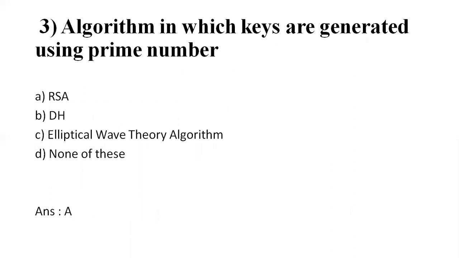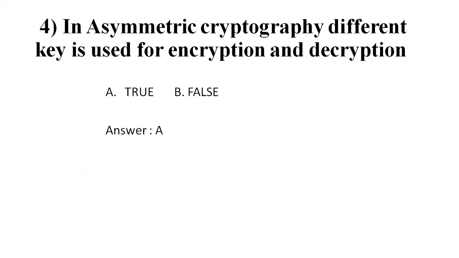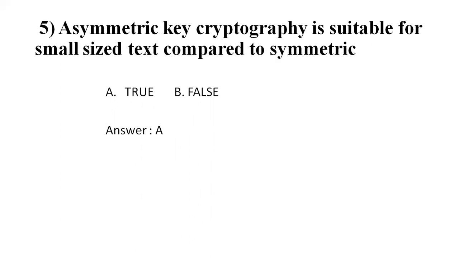Which algorithm generates keys using prime numbers? The correct answer is RSA. In asymmetric cryptography, different keys are used for encryption and decryption. It's true. Only in the case of symmetric encryption is the same key used, but here it is a different key. The correct answer is A, true. Asymmetric key cryptography is suitable for small sized text compared to symmetric. That is also true.